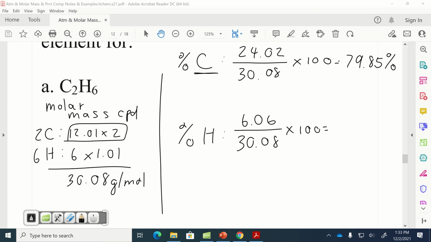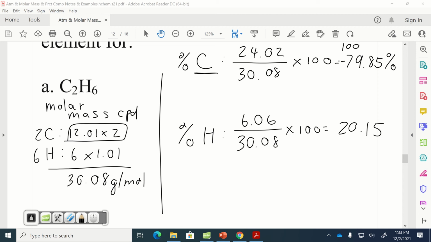79.85%. And this is the thing, I could go ahead and calculate this out, 6.06 divided by 30.08 times 100, and guess what? It comes out to 20.15, what a surprise. Clearly, if you already know one element and there are only 2 elements in the compound, you could just subtract from 100 and get the other element. That's fine.